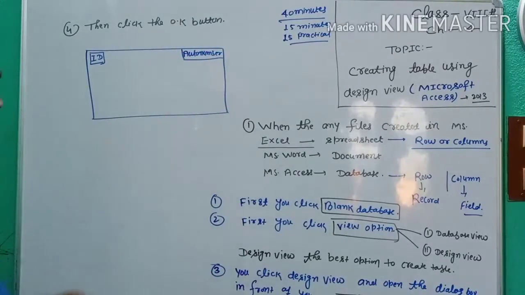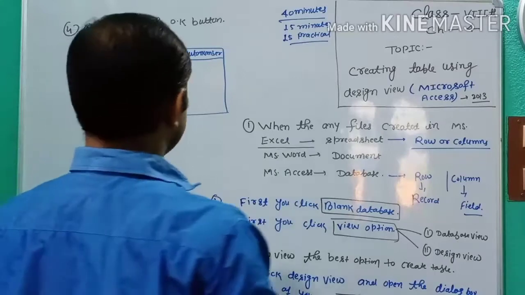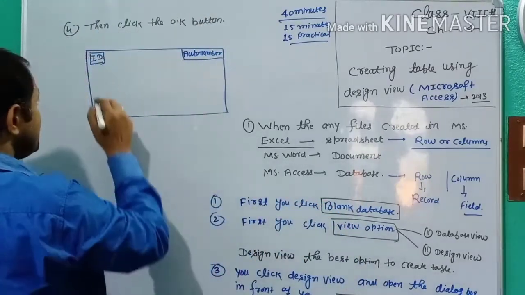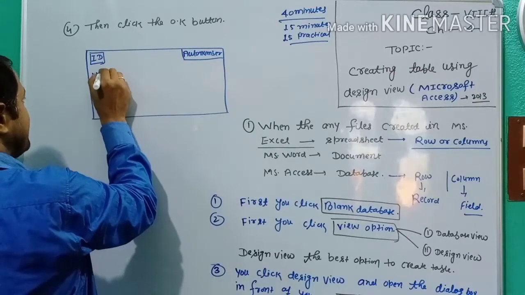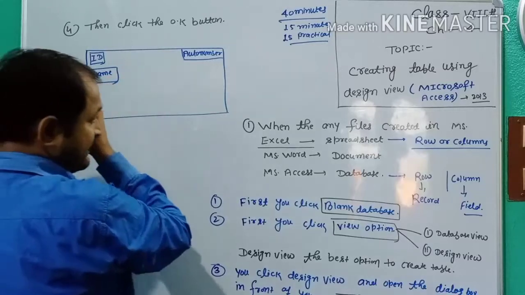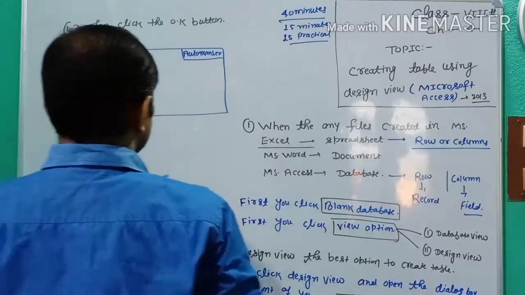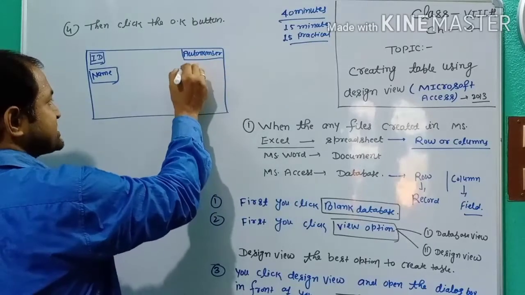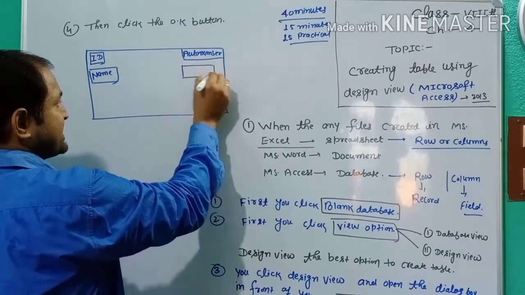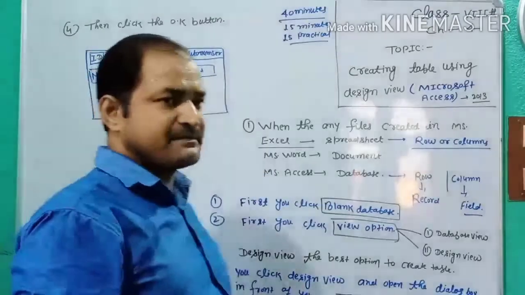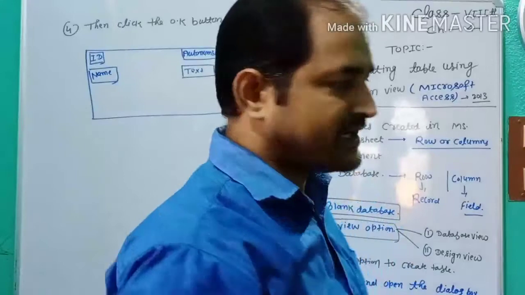The two options are available in this area. First, ID and the auto number. Second, name. You just click on the name. There are so many such types of options. You just select text, because any such type of name is related to text.